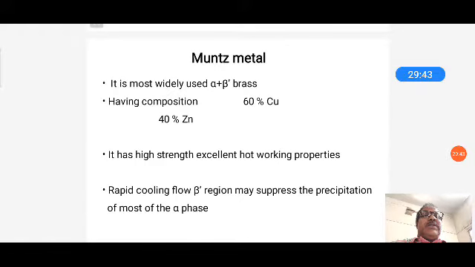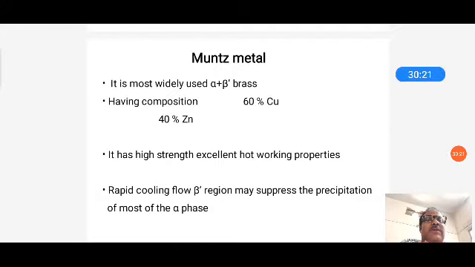And the next one is, what type of alpha plus beta brass is Muntz metal? It is the most widely used alpha plus beta brass, having a composition of 60% copper and 40% zinc. So 40% zinc and 60% copper is known as Muntz metal. The Muntz metal sheet shows very high strength and excellent hot working properties.